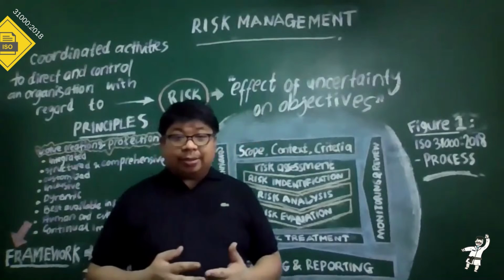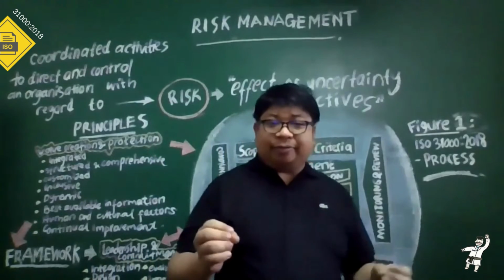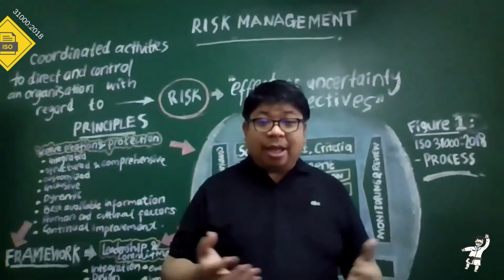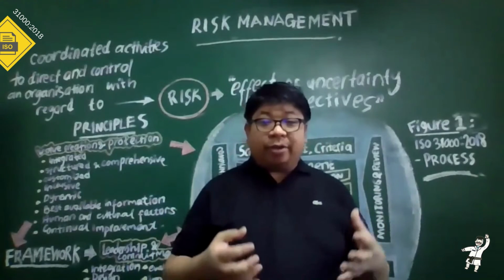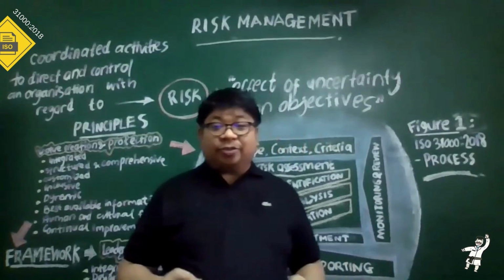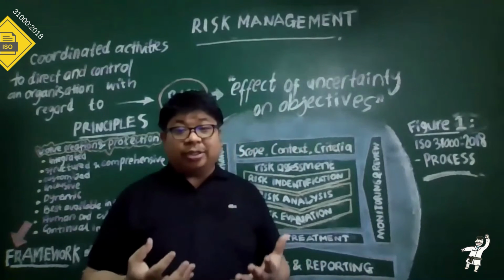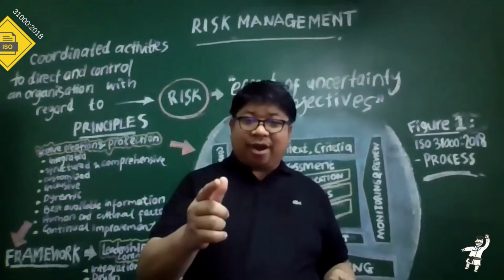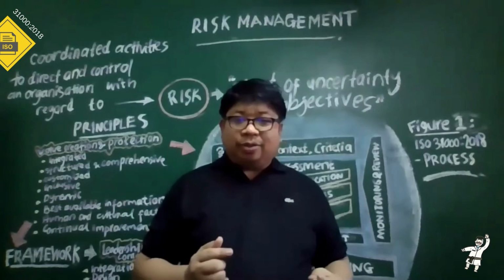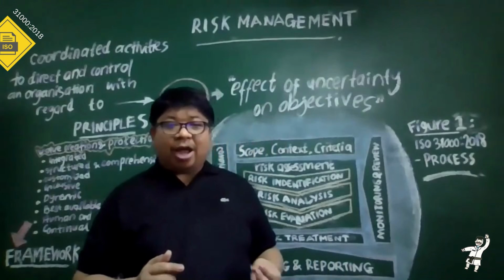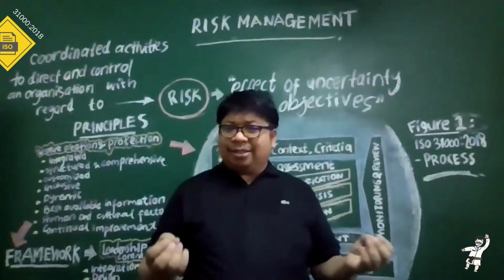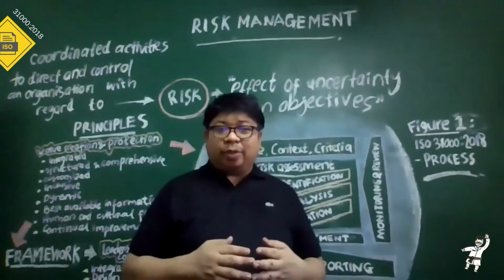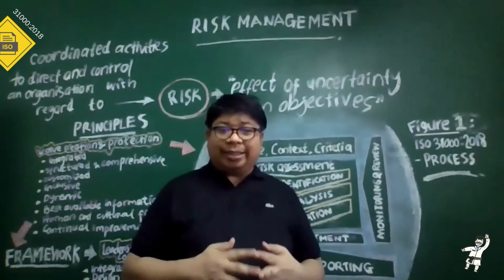So we must know that an effective risk management process will help identify which risks pose the biggest threat to an organization and provide guidelines for handling identified risks. So that's all for now. I hope you all understand a little bit about risk management according to ISO 31000:2018.